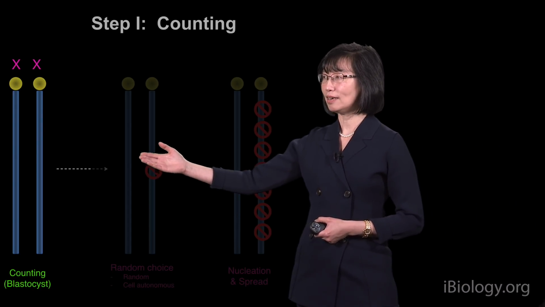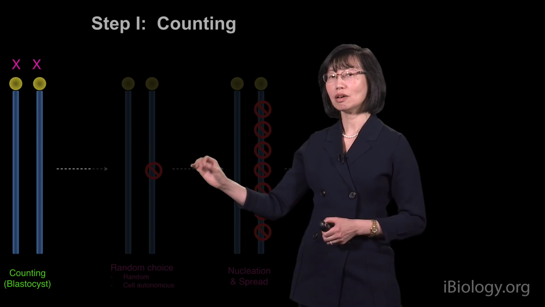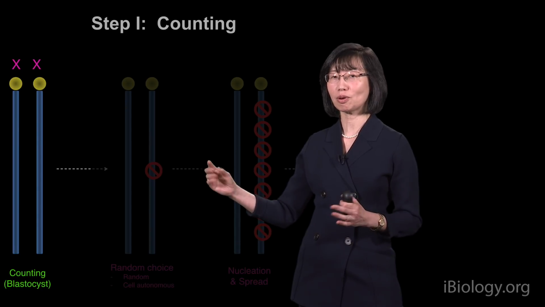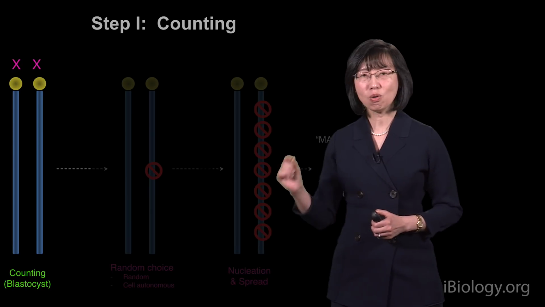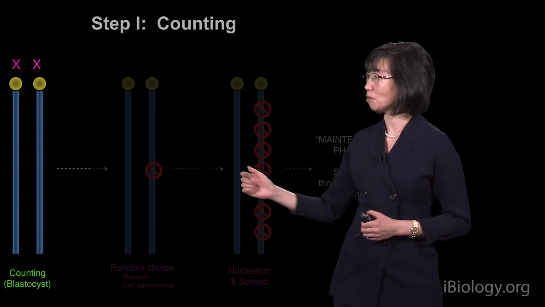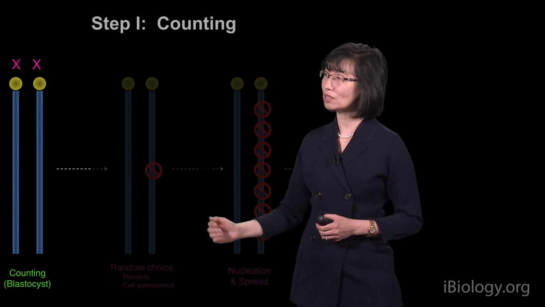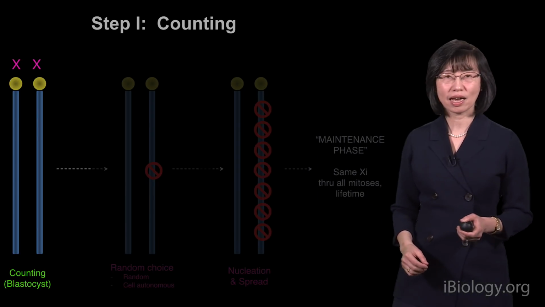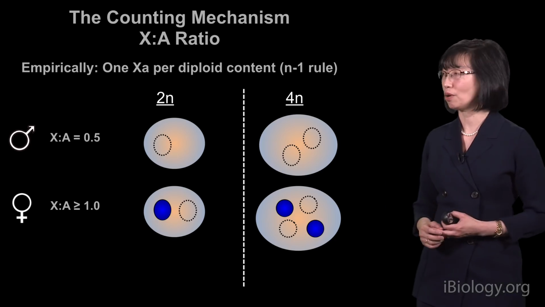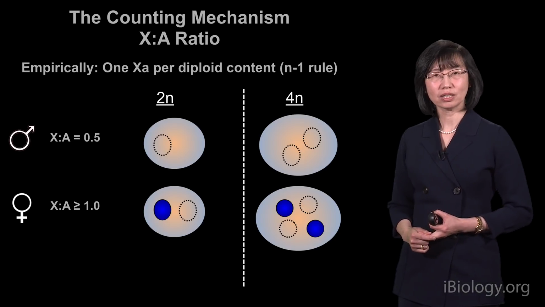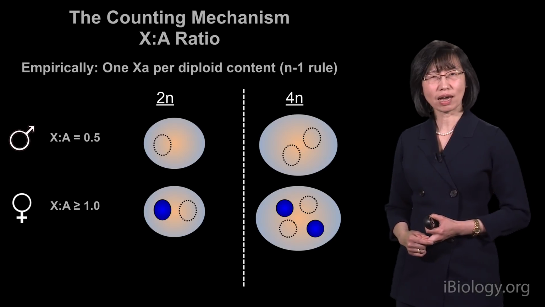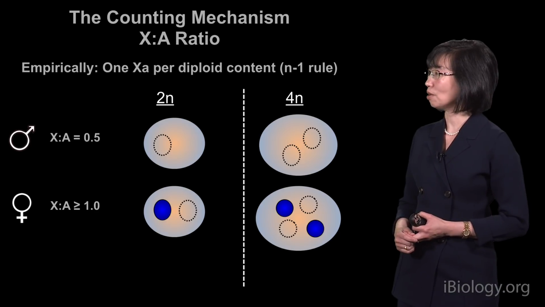So again, this takes place in the blastocysts shortly after the paternal X chromosome is reactivated, and every cell makes its own determination as to the X chromosome number. So it's taking place around the time that the epiblast has 20 cells or so. All right, and we discussed how it's really the X to autosome ratio that cells are sensing rather than the absolute number of X chromosomes.